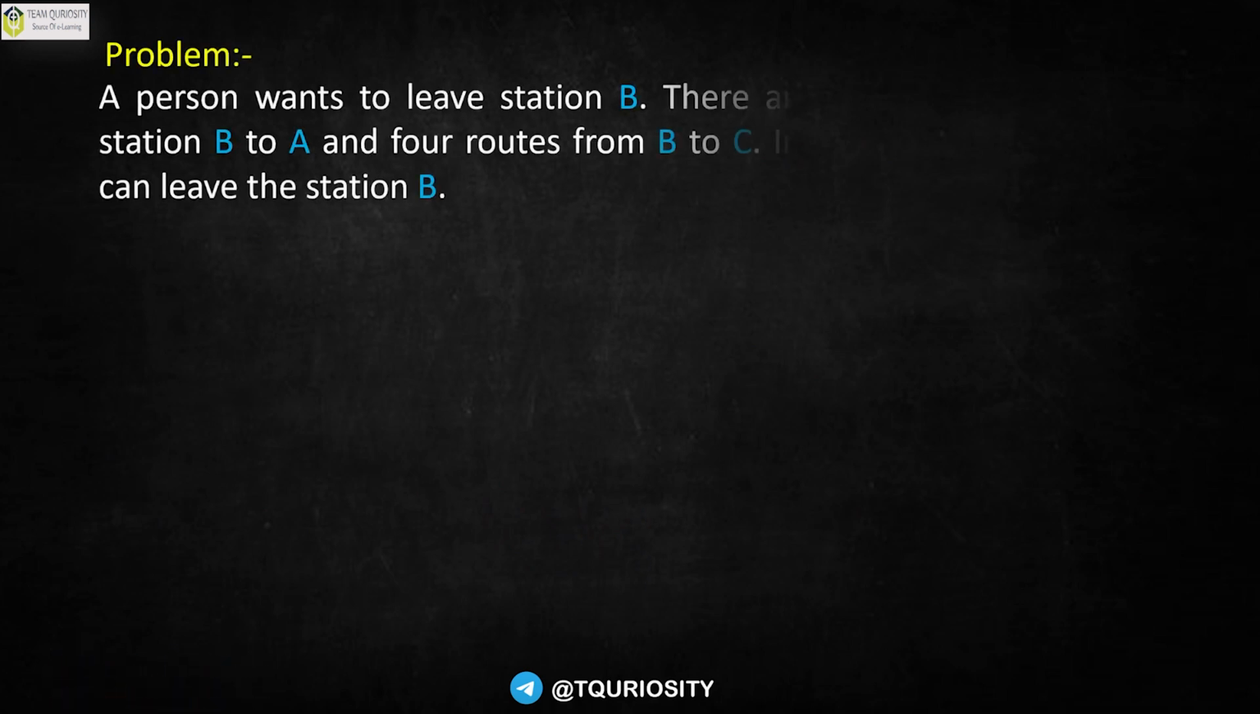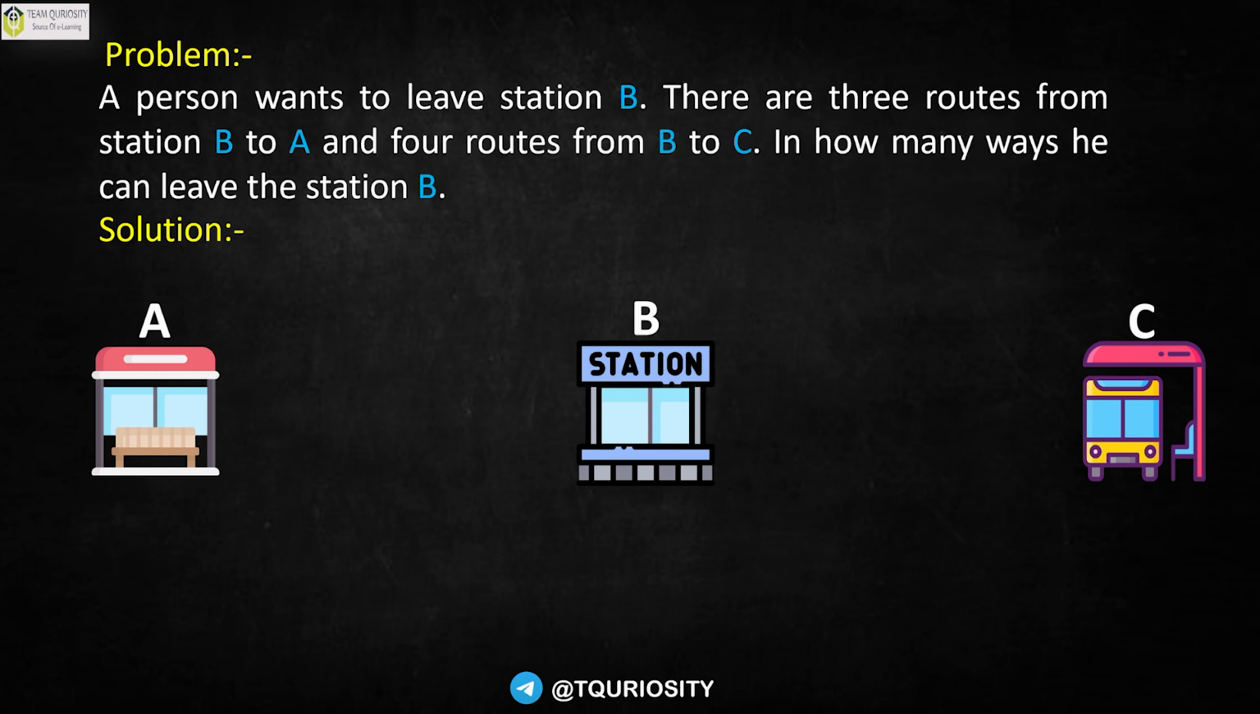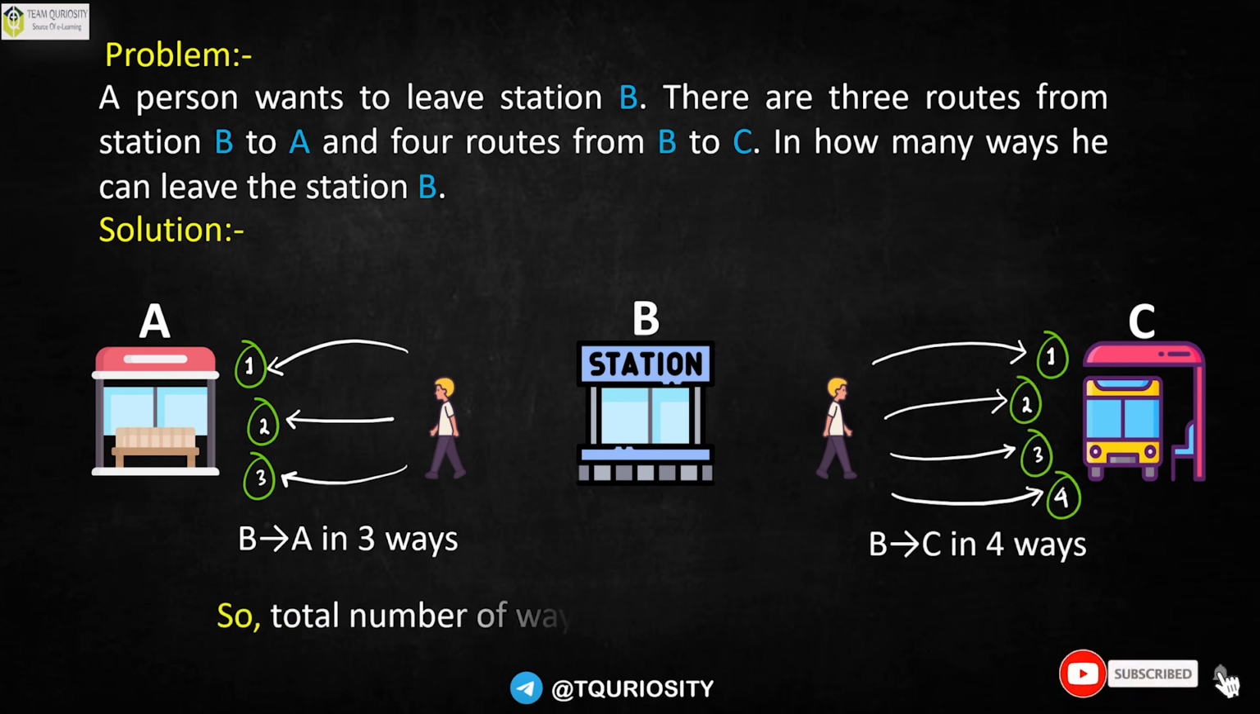Let's discuss another problem. A person wants to leave station B. There are 3 routes from station B to station A and 4 routes from station B to station C. In how many ways can he leave station B? The solution of the above problem is: the number of ways from station B to station A is 3. The number of ways from station B to station C is 4. So, the total number of ways to leave station B is 3 plus 4 equal to 7 ways. Let's come to the next problem.